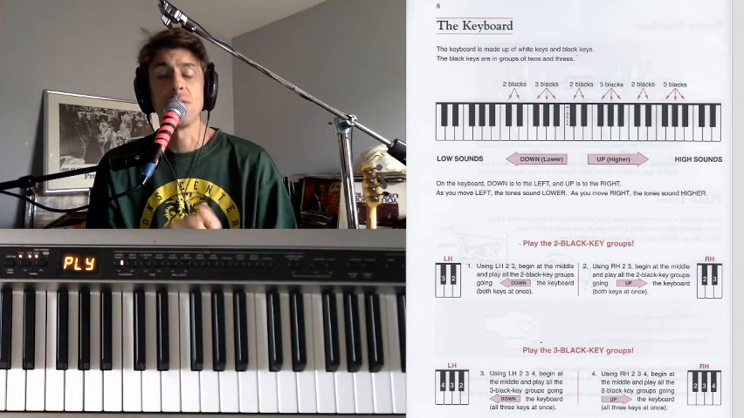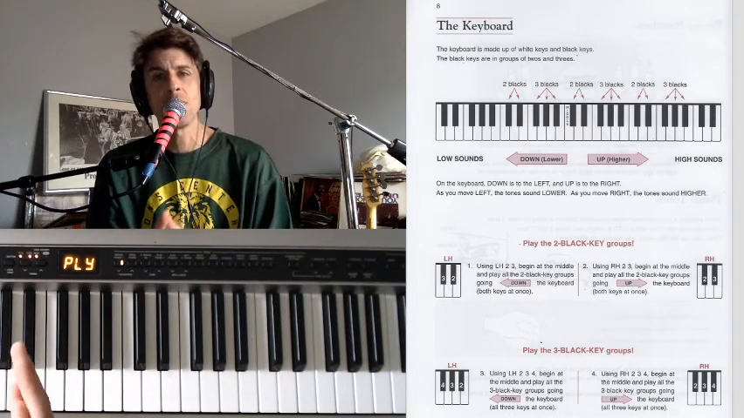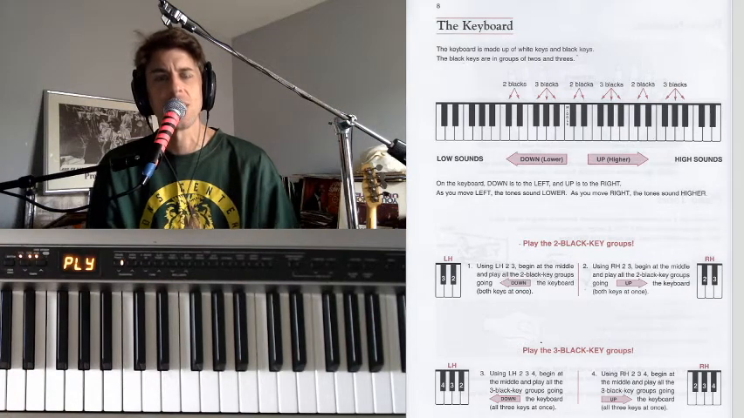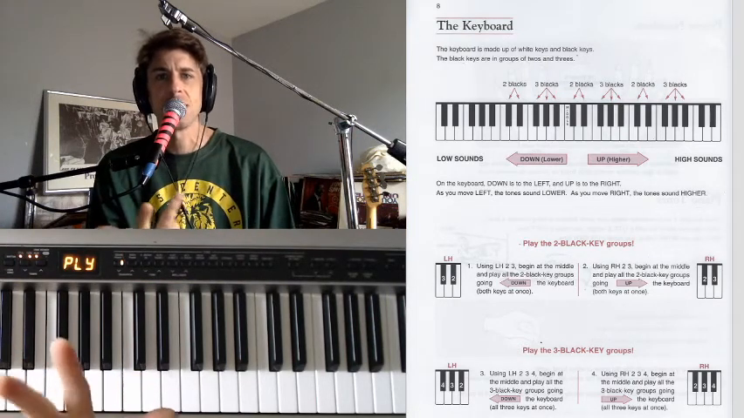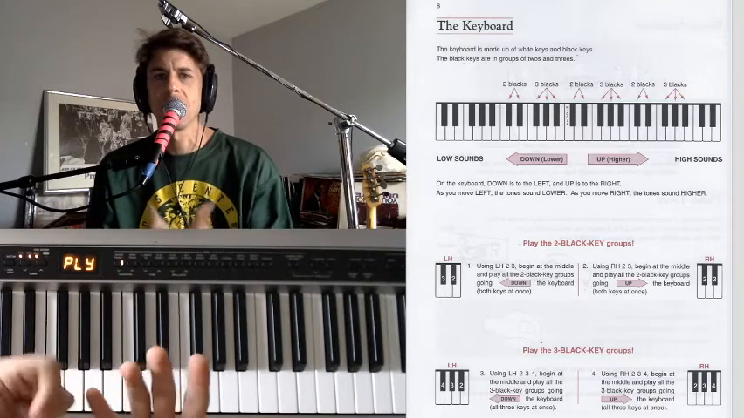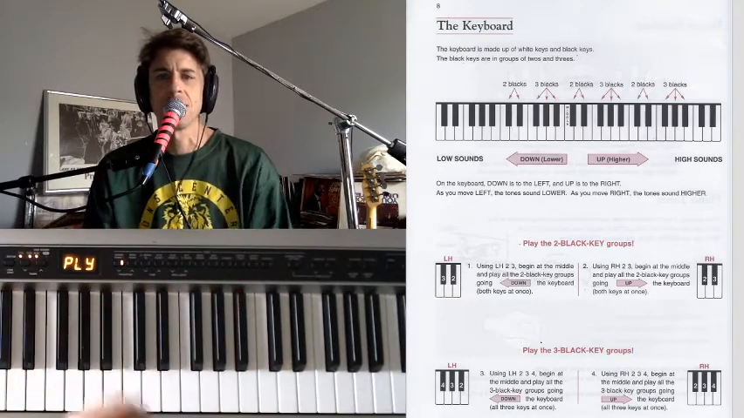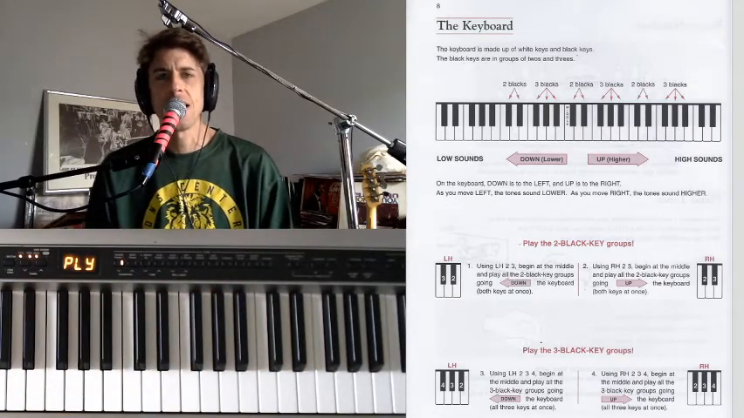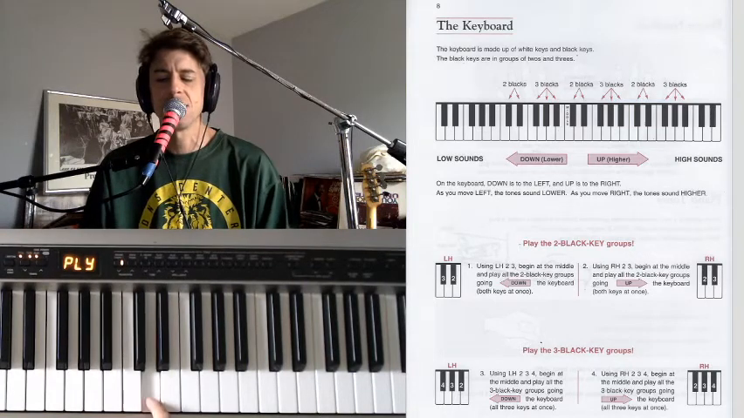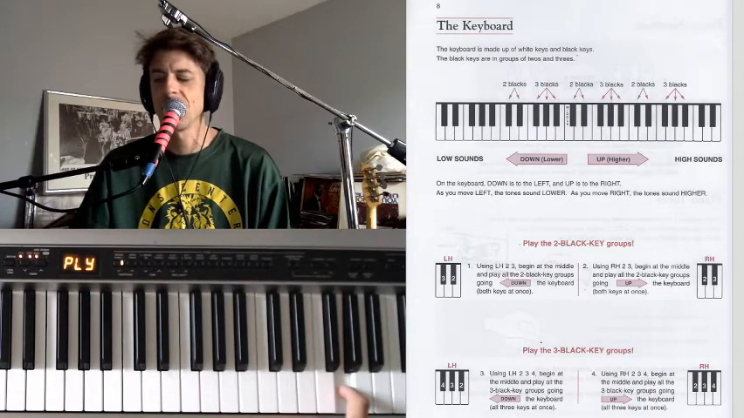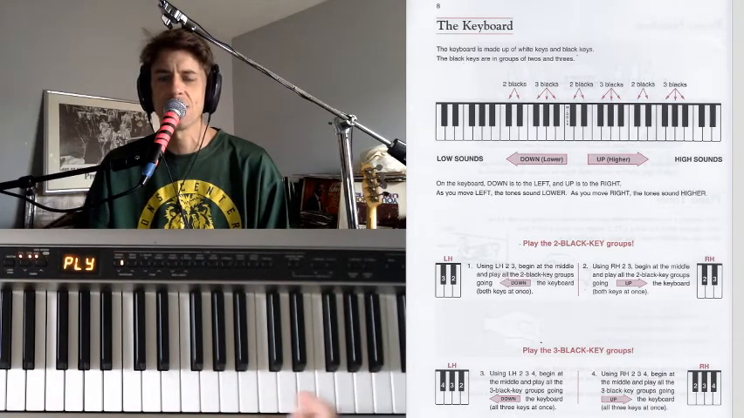Let's start with the notes of the musical alphabet. We only use the first 7 letters, which are the notes A, B, C, D, E, F, and G. That's it. So once we start at A, B, C, D, E, F, G, we start again at A, B, C, D, E, F, G, A, B, etc.